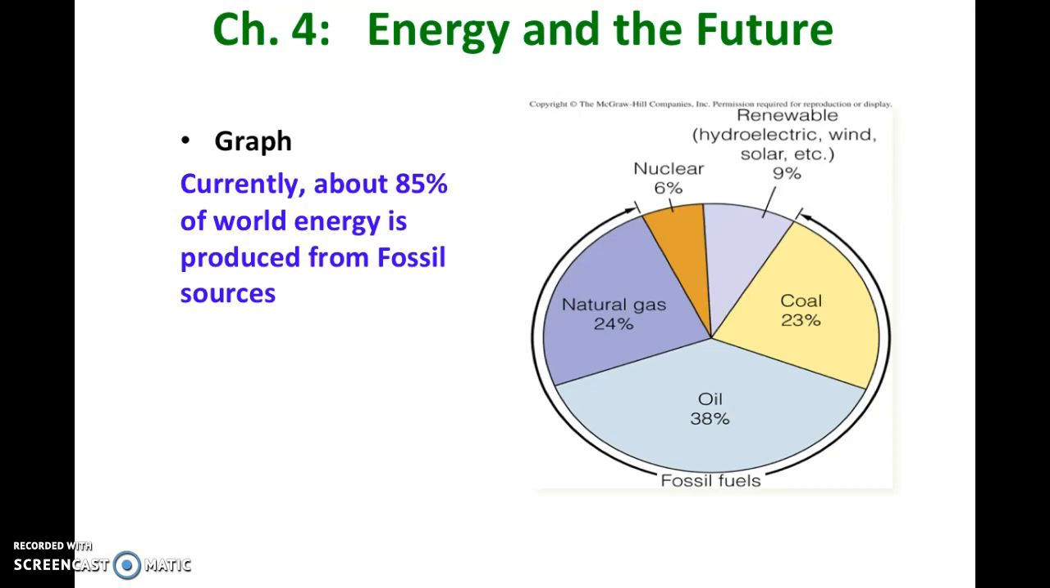Currently, about 85% of world energy is produced from fossil fuels, in which coal takes 23%, oil takes 38%, and natural gas takes 24%. These percentages change yearly. About 15% of world energy is produced from non-fossil fuels, in which nuclear energy takes 6% and other renewable and clean energy takes 9%.